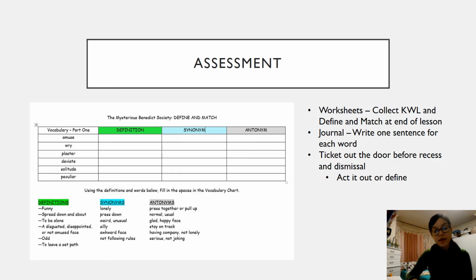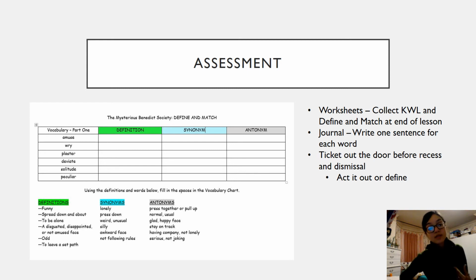Okay, on this paper, they will write. So as you see, it is color coordinated: definition, synonyms and antonyms. You will have discussed the definition of the words, similar words, and words that are the opposite of what they mean. And here they're going to match what the word means to the word, similar words or meanings to the word, and words that are the opposite of that word, to see if they can understand the vocabulary.